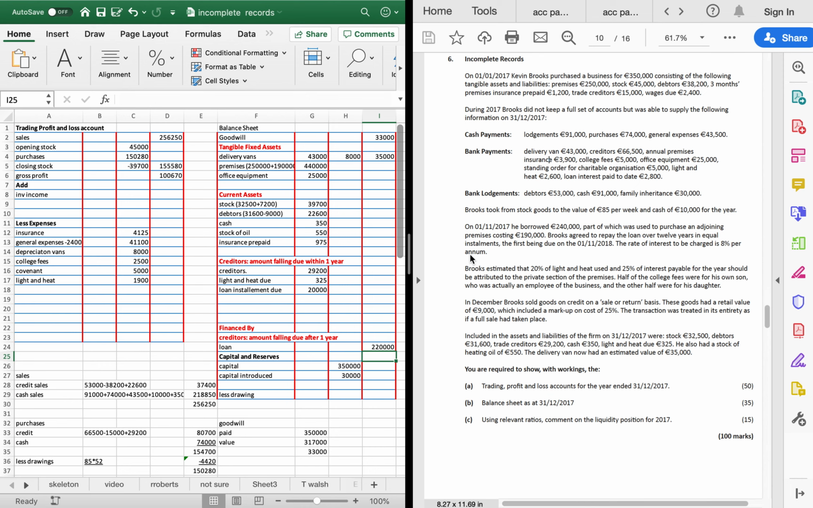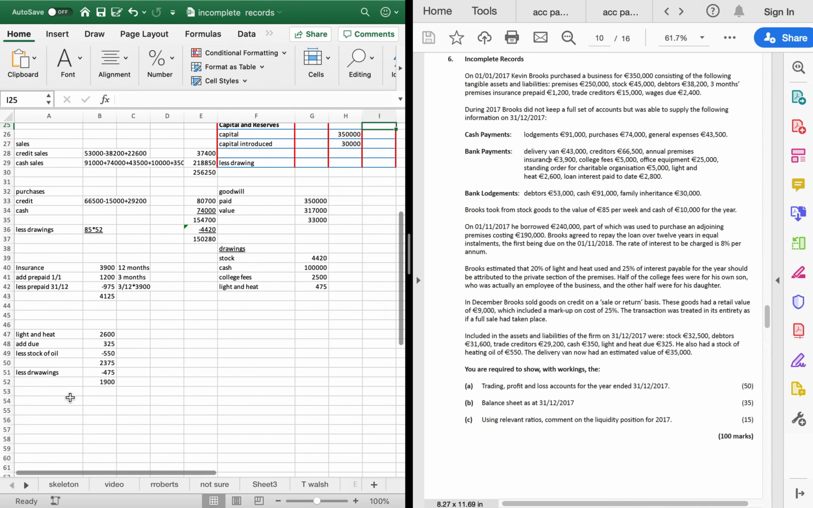The loan interest itself, then, the rate of interest is 8% per annum. He got the loan on the first of the 11th. So the loan interest is 8% of the full amount, 240. He has it for 2 months. So 8% of 240 by 2/12, which is 3,200.